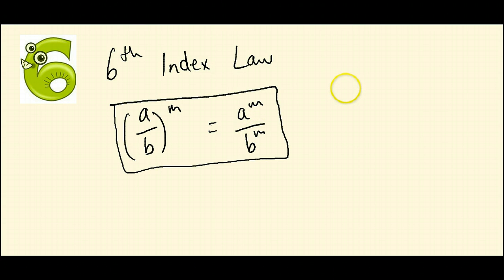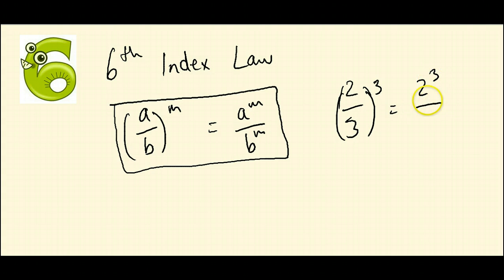Let's say we had 2 divided by 3, and it was raised to the power of 3. Okay, the index law says that's going to give us 2 to the power of 3 divided by 3 to the power of 3. 2 to the power of 3 is 2 times 2 times 2 is 8, and 3 to the power of 3 is 27. So it's going to give us 8 over 27.